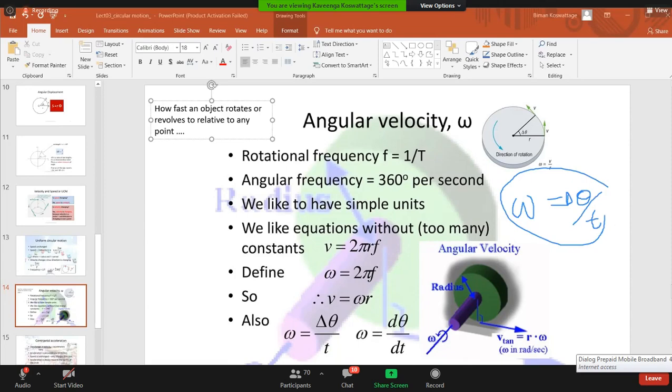So here you have a velocity vector. You can see that this velocity is always defined tangentially.